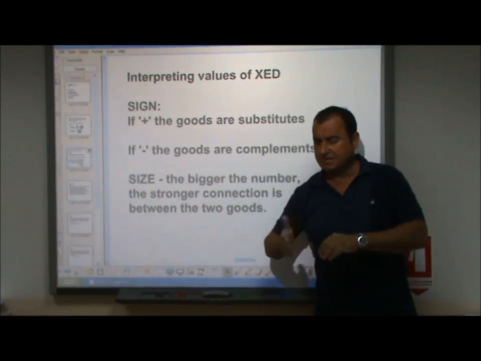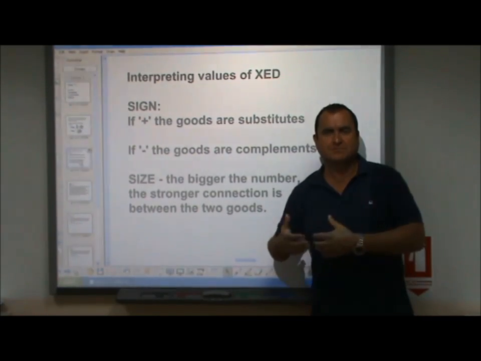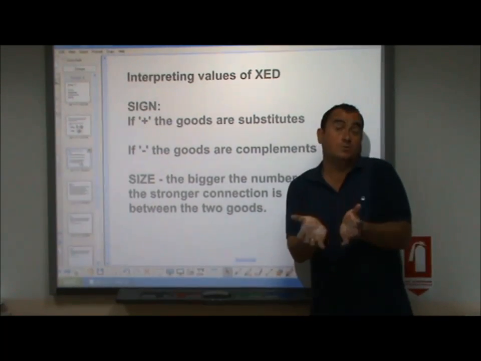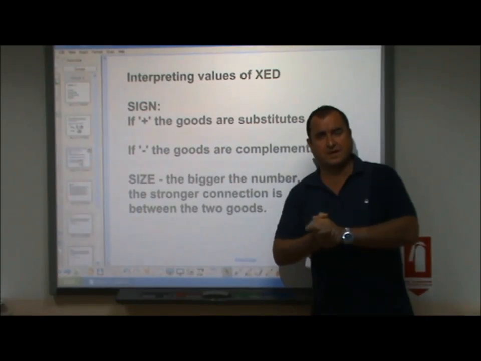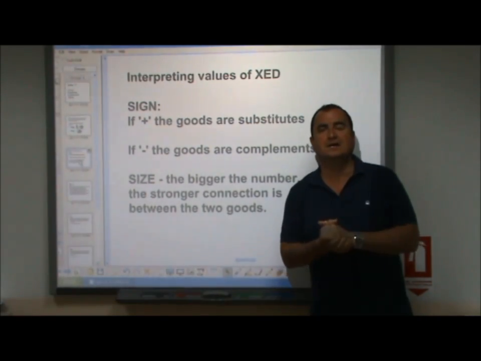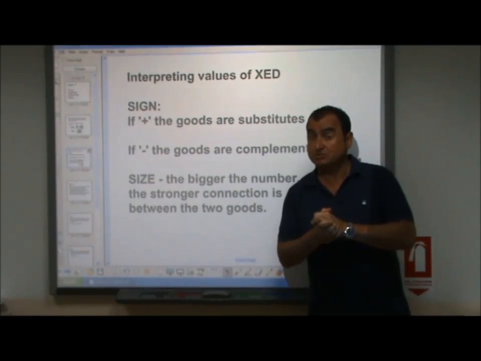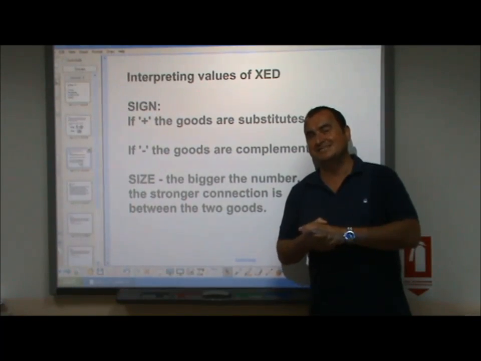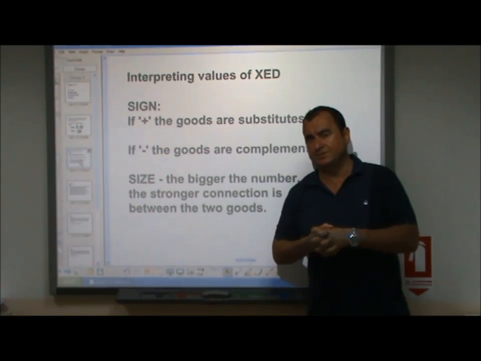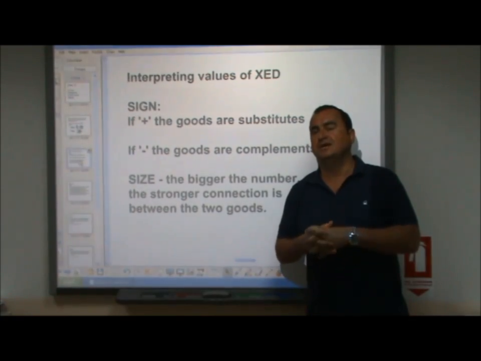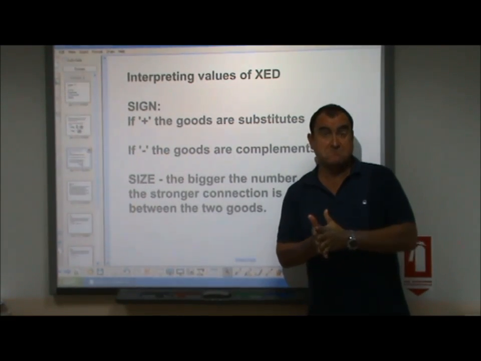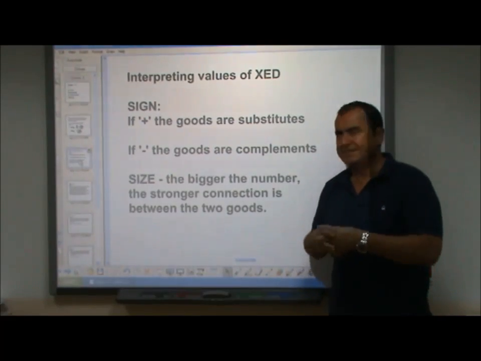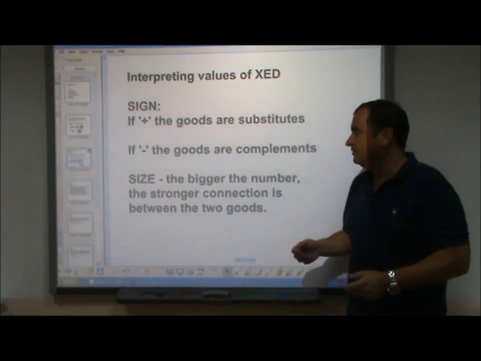Now, there is no magic threshold over which something means something. All I would say is that if the number is bigger than a half, or minus a half, the connection is pretty strong. I would call them strong complements or strong substitutes if that number is greater than about 0.5. But that's just me. Okay, so there we are.